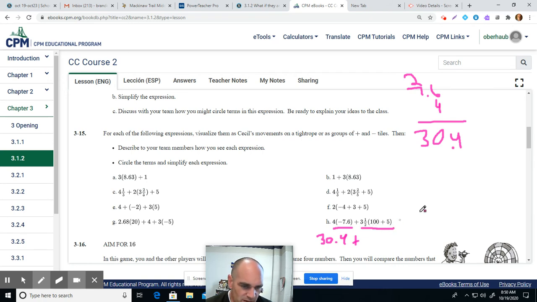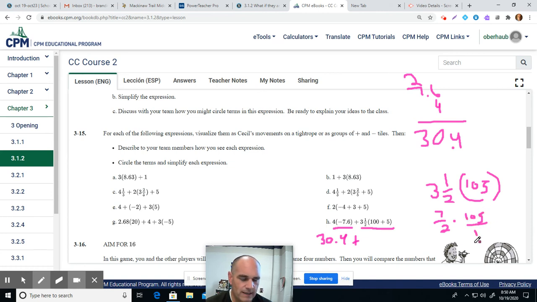Well, I'm going to do what's in the parentheses first, so that gives me 105. And then I need to multiply that by 3.5. All right, let's see. The only thing we got to do is we got to make this top heavy and do some work. So let's see. 3 times 2 is 6, plus 1 is 7. So this becomes 7 over 2 times 105 over 1. Ew, this is not pretty, is it? All right, well, I guess we just have to do the work here.